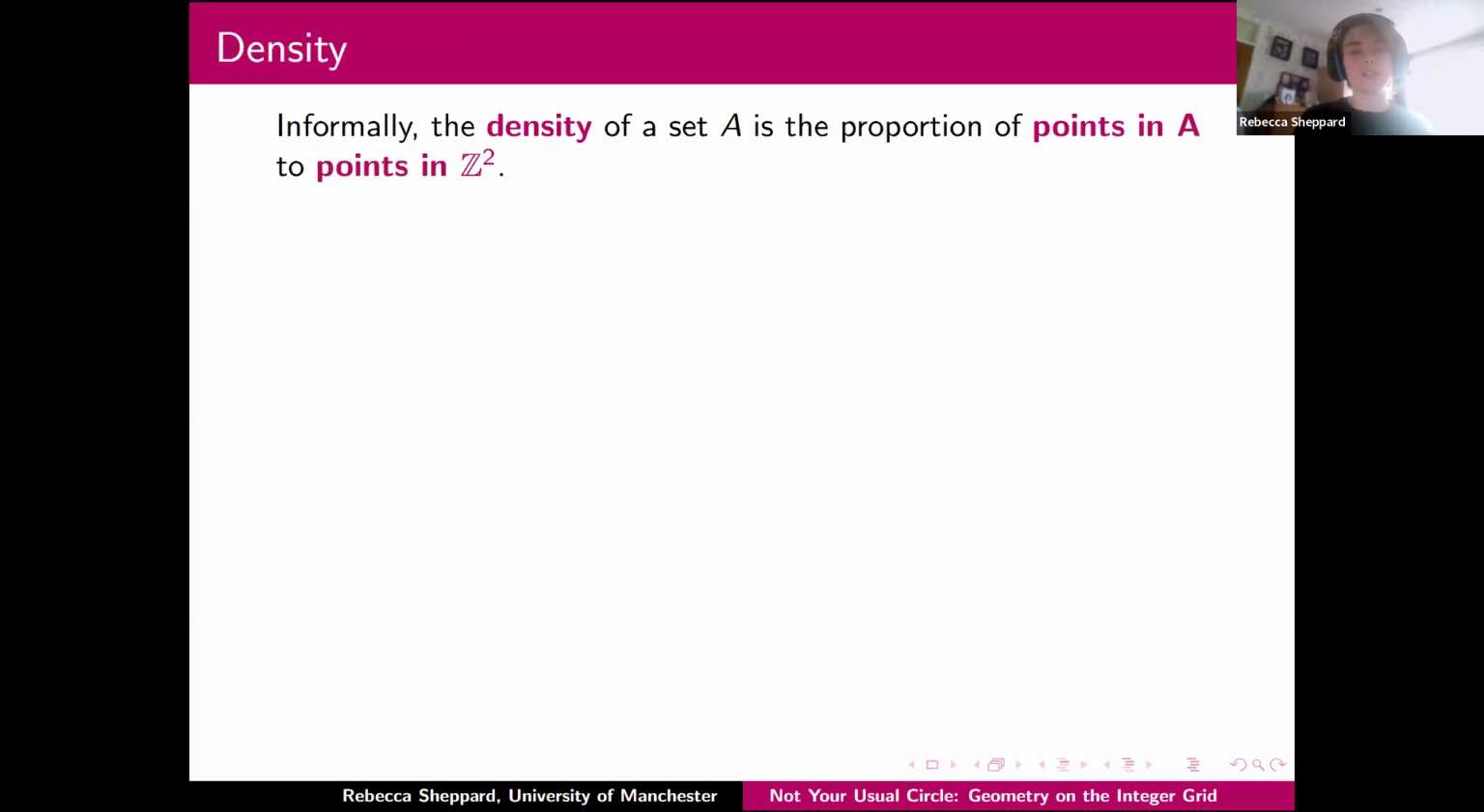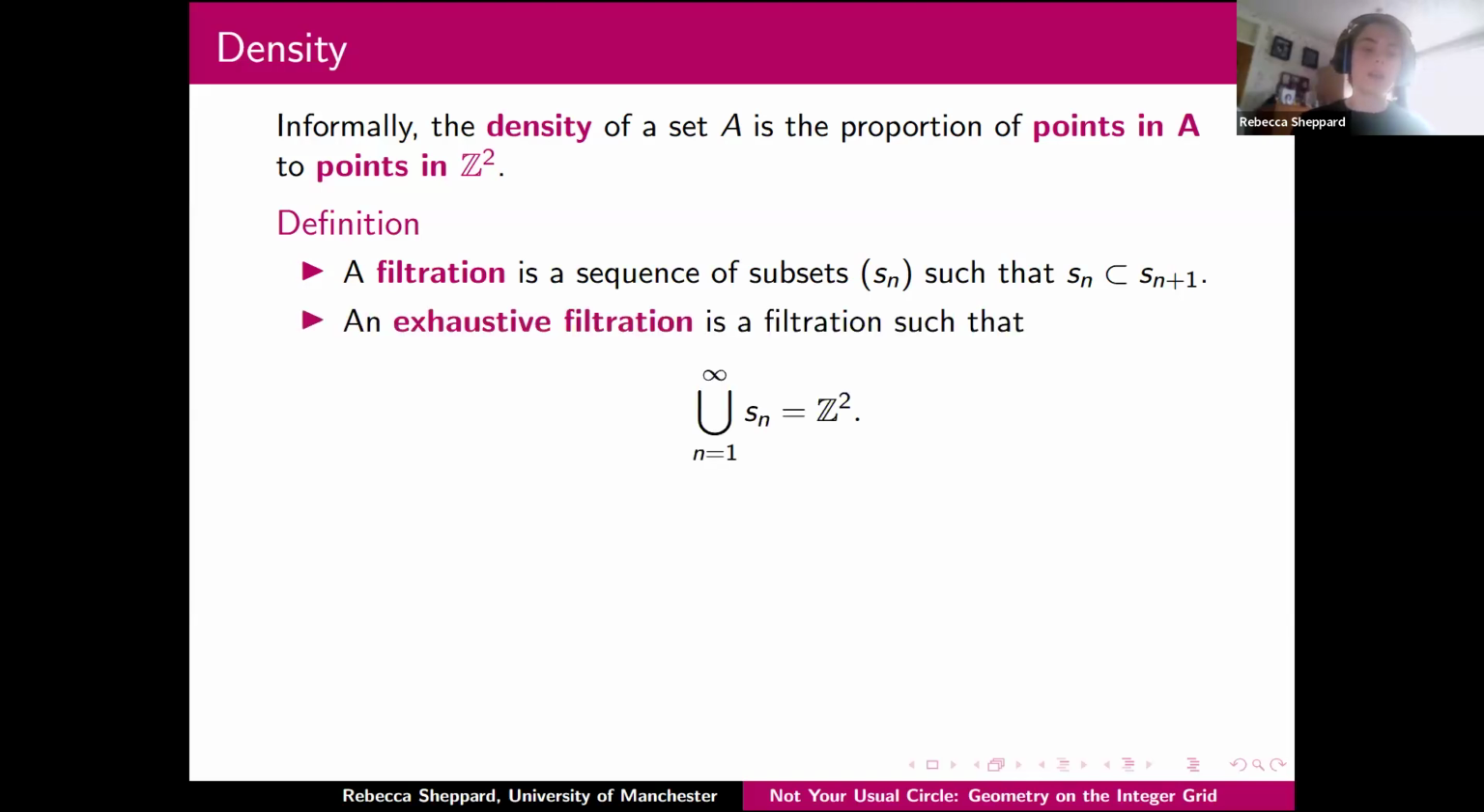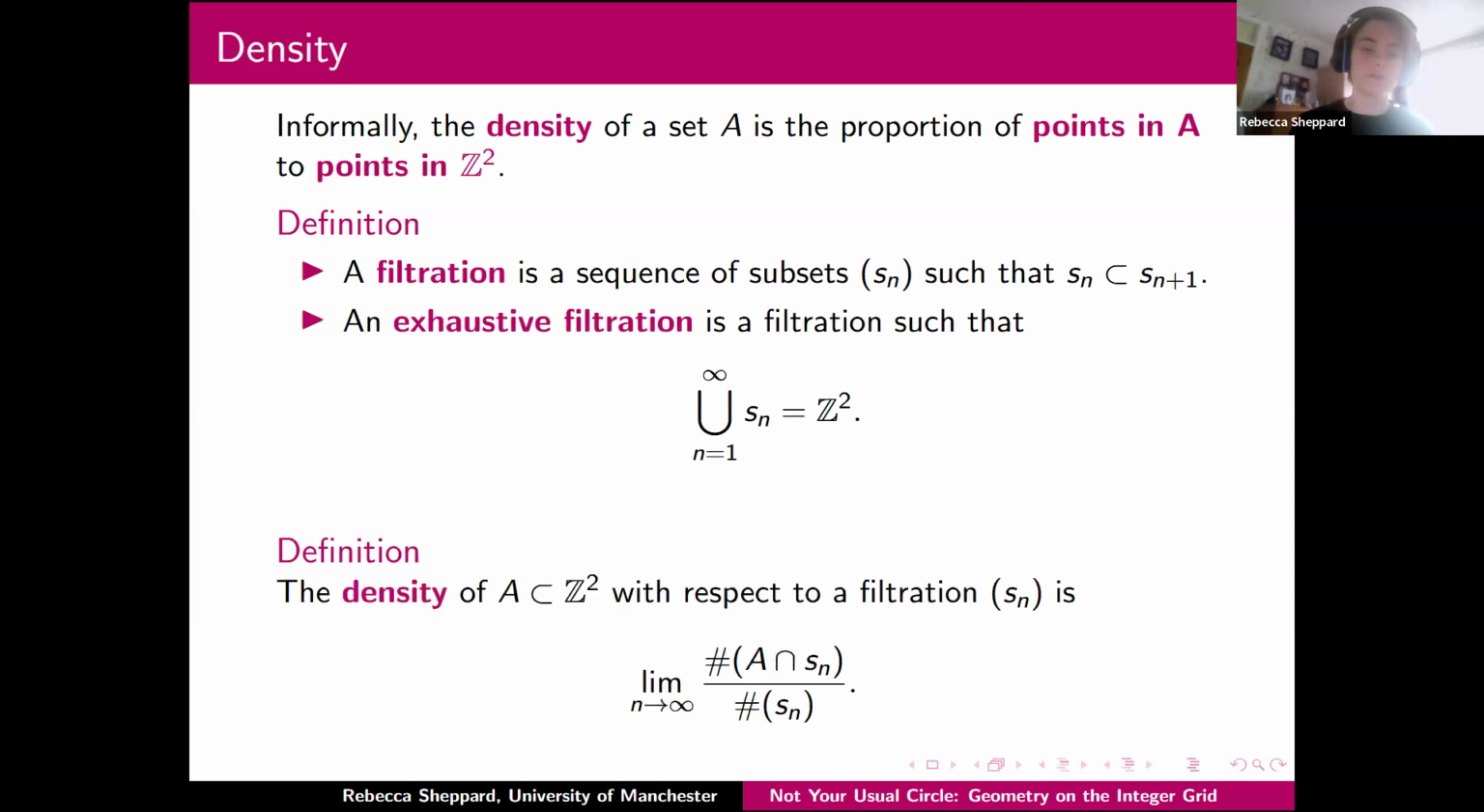One way that you can measure it is to take the notion of a density. So the density of a set A is the proportion of points in A to the proportion of points in Z squared. So just the fraction of included points. To get this definition to be more formal, I'm going to have to introduce another definition first. A filtration is a sequence of subsets Sn such that each set Sn is a subset of the next set Sn plus 1. And an exhaustive filtration is a filtration which satisfies that the limit of the union as n goes from 1 to infinity of these sets Sn is, in our case, Z squared, in a more general case, just whichever set you have a filtration of.